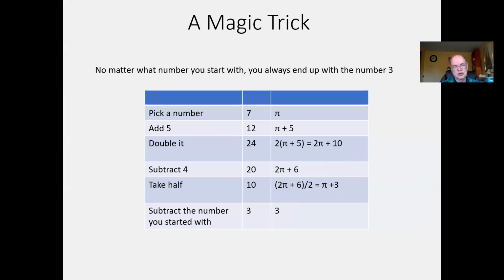Okay. And this is what's going on, of course. Instead of picking the number 7, I picked the number pi. And I did all those various machinations. I added 5 to pi, and then I doubled it by multiplying 2 times that new number, pi plus 5, getting 2 pi plus 10, and so on. And sure enough, the next to last number that I had here is pi plus 3. And so when I subtract the number I started with, pi, I wind up with the number 3. Okay.